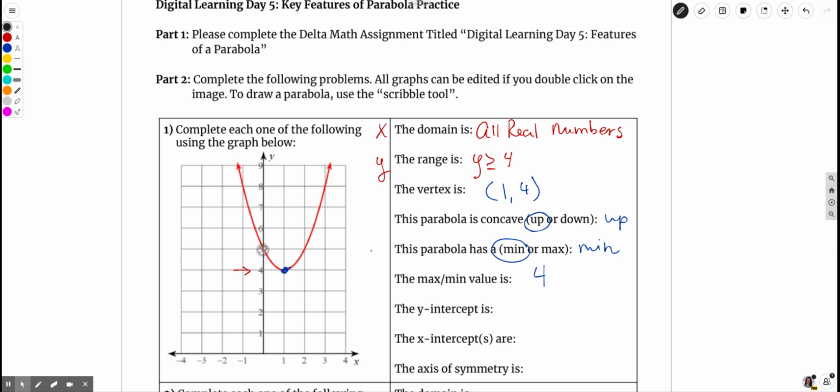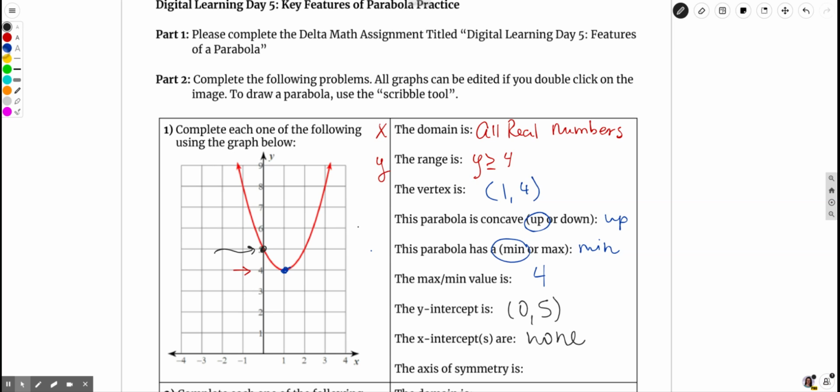We now are going to look at the y-intercept, and the y-intercept is this point right here, and we're going to list it as 0, 5. We don't have any x-intercepts in this particular problem, so we're just going to say none, because our parabola does not cross the x-axis at all.